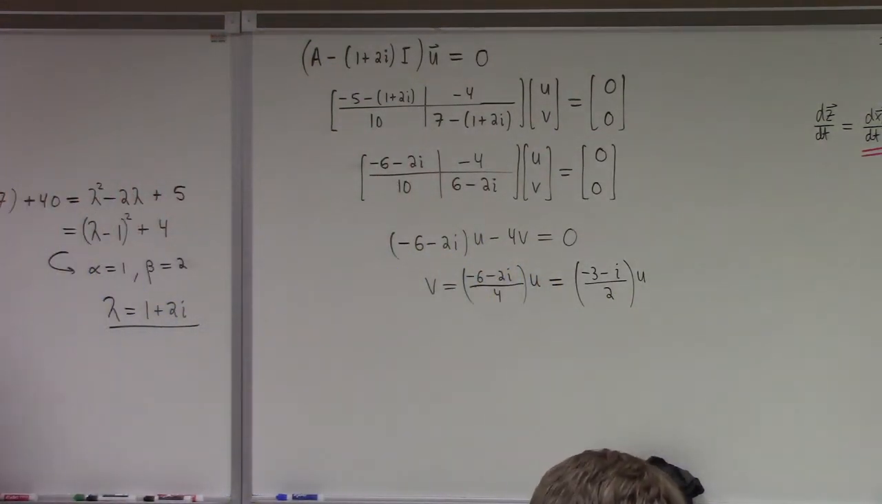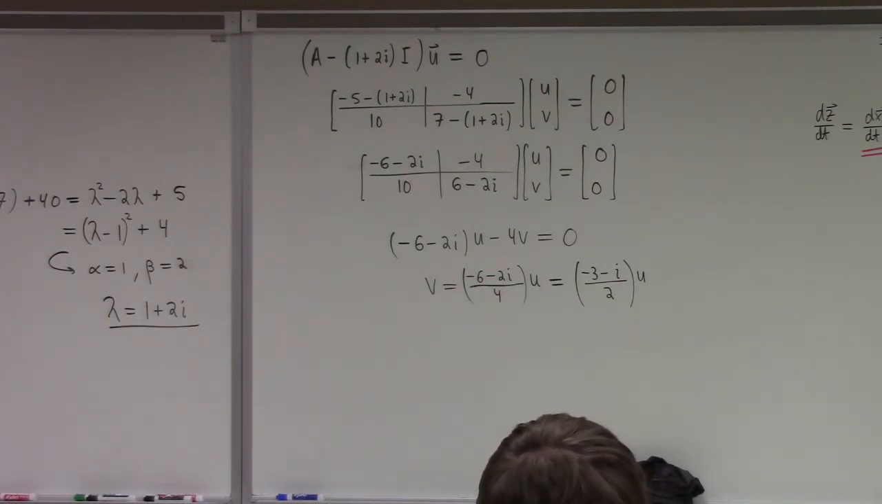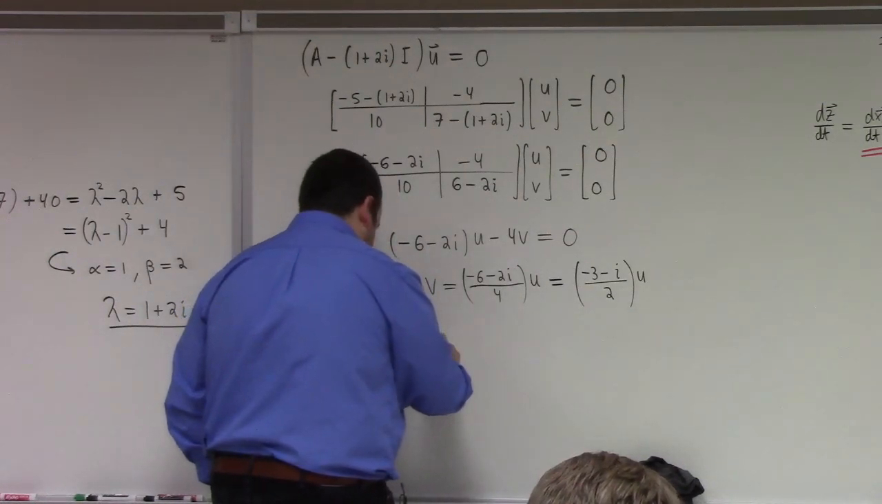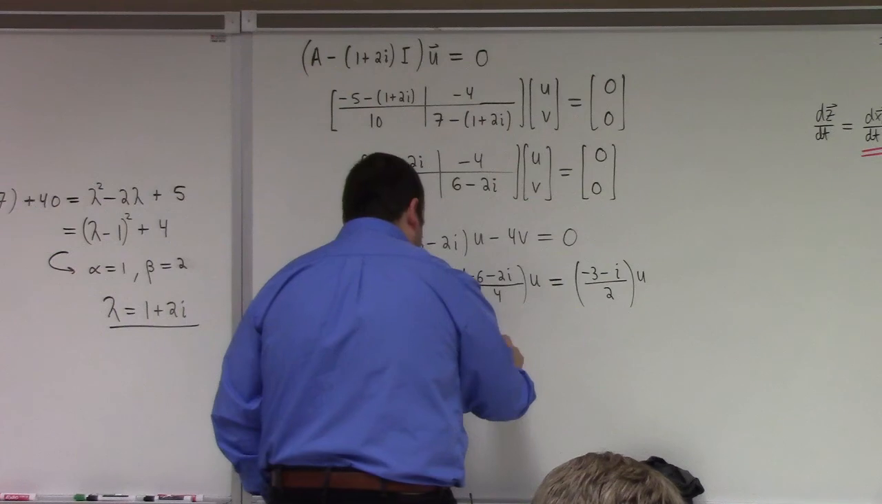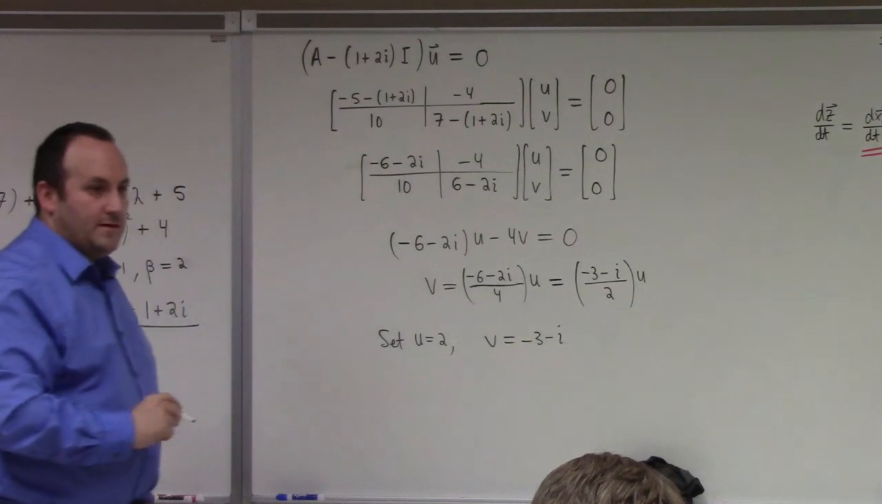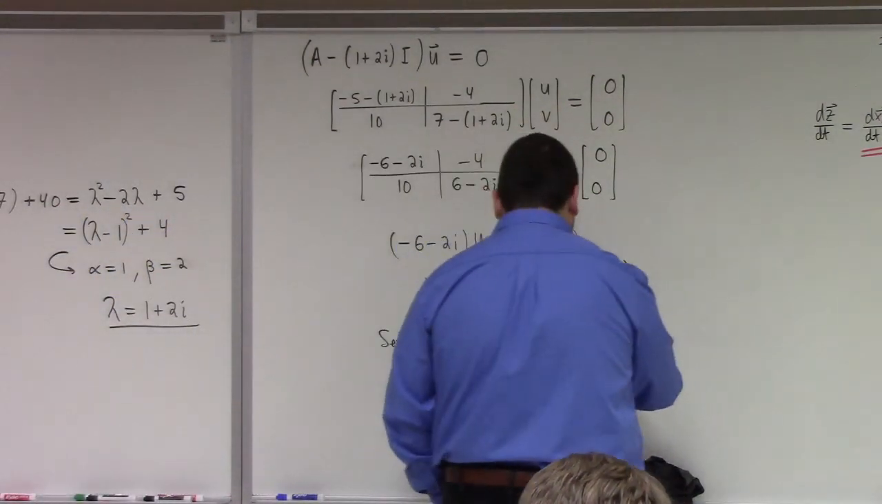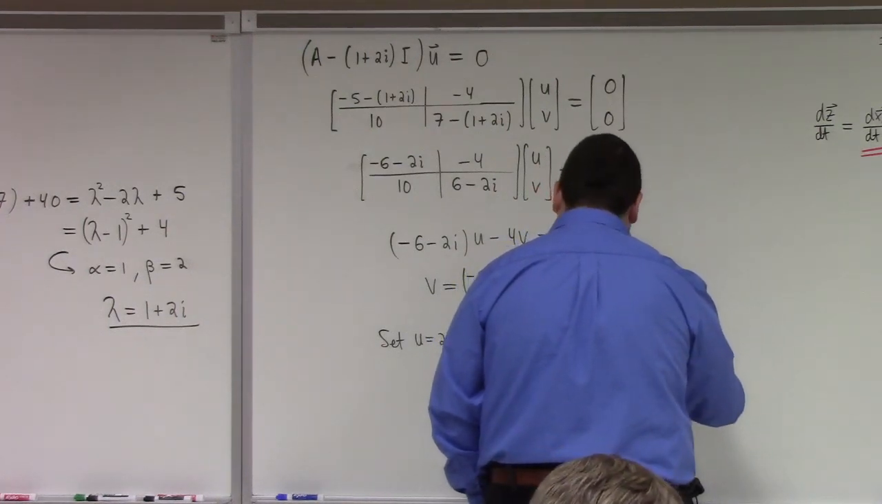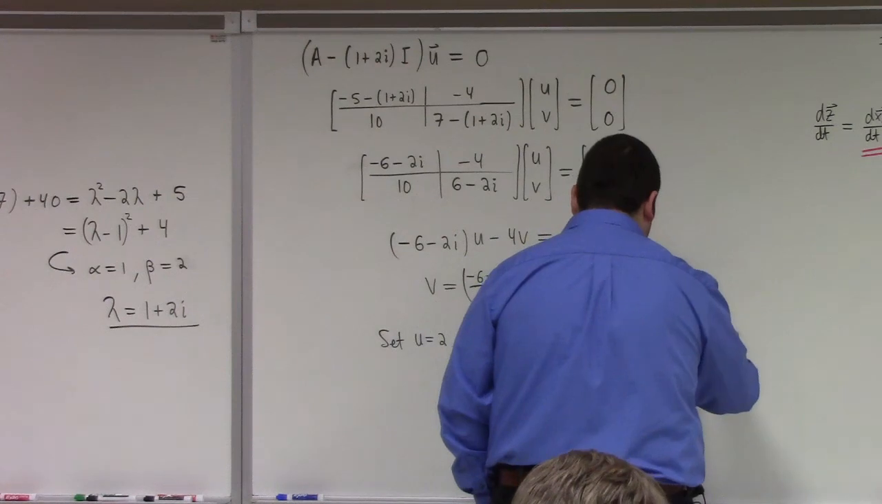So if you don't like fractions, what should you make u equal to? Yeah, let's go with u equals 2. Set u equal to 2. So then v is equal to minus 3 minus i, right? And so our vector would be 2 and then minus 3 minus i.